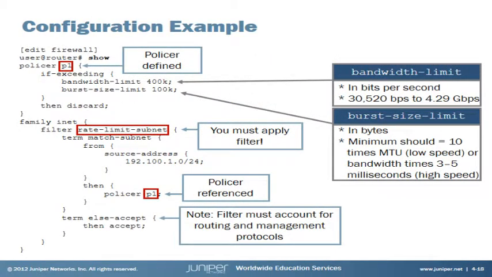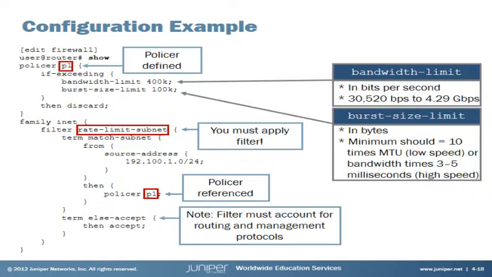So here we have a policer, it's called P1. The policer says, if exceeding bandwidth limit 400k, burst size limit 100k, then discard. So that's what our policer says.